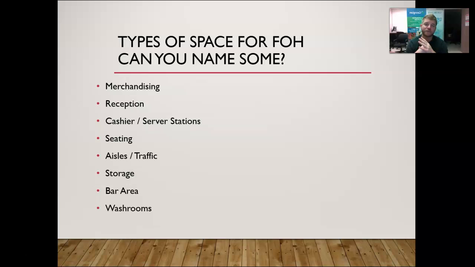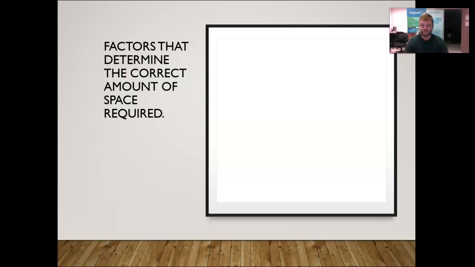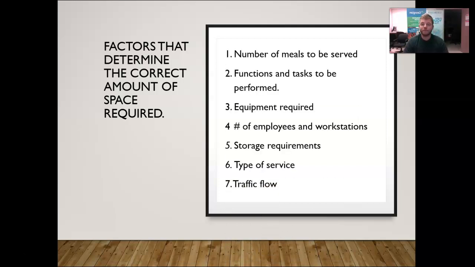There's always going to be cashier server stations, and we'll get into those, as well as seating, aisles, and traffic corridors. We'll look at storage, the bar area, and then, of course, washrooms. Ways in which we determine the correct amount of space is by looking at different factors. So you want to think about how many meals I expect to serve in an evening or in a shift. So it's lunch or it's a dinner.